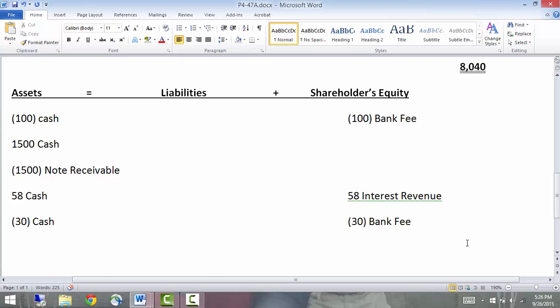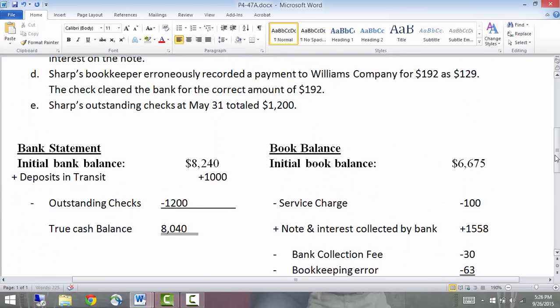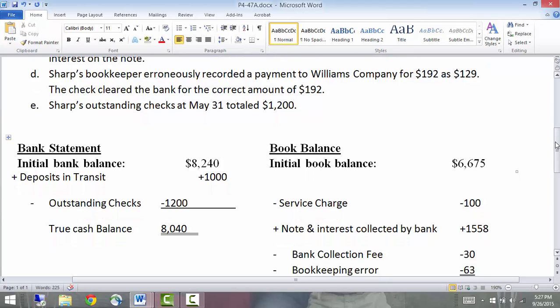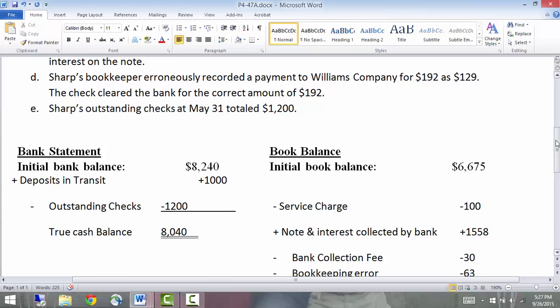Now we just have one more adjustment to make in our accounting equation. Part D, where the bookkeeper made an error. Let's go and read that. The bookkeeper erroneously recorded a payment to Williams Company for $192. So we owed Williams Company $192. We wrote them a check for $192, and it cleared the bank in the correct amount of $192. But our accountant wrote the check out correctly, but when she made the adjustment in our accounting equation, she recorded it as $129. She had a keying error.